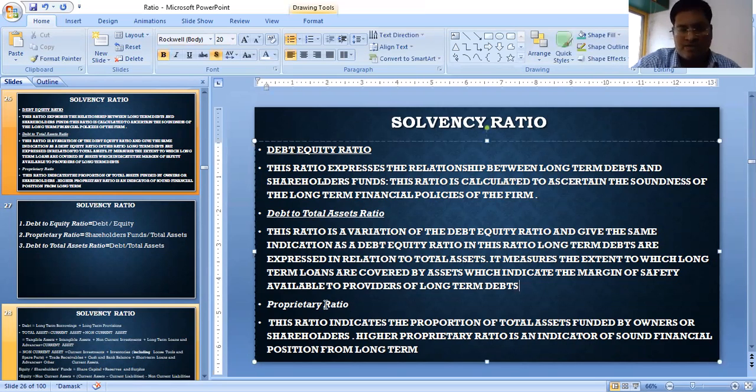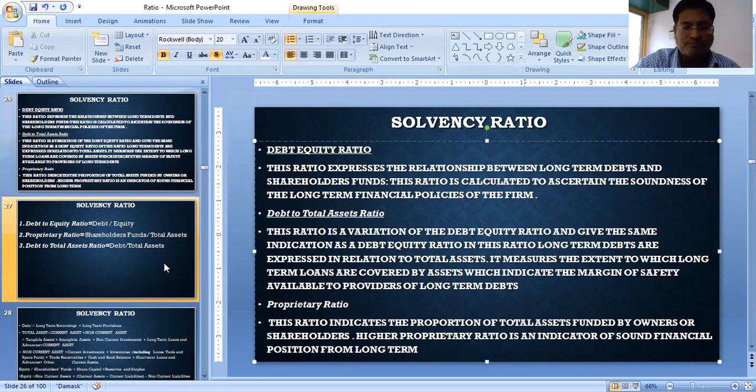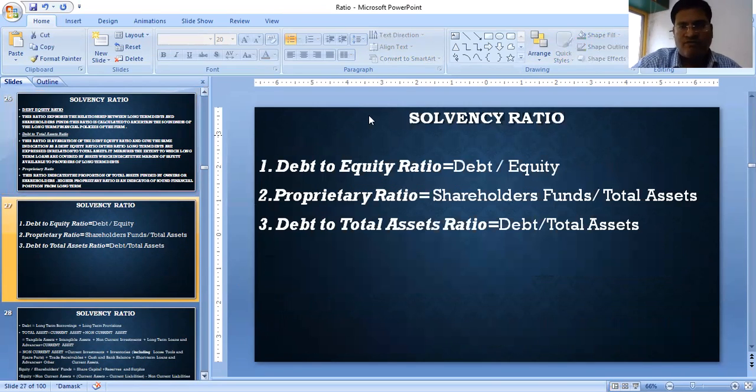Then is the proprietary ratio. This ratio indicates the proportion of total asset funded by owners or shareholders. Higher proprietary ratio is an indicator of sound financial position from the long-term view. Now, the formulas of these three ratios; the interest coverage ratio we will be doing in the next video.